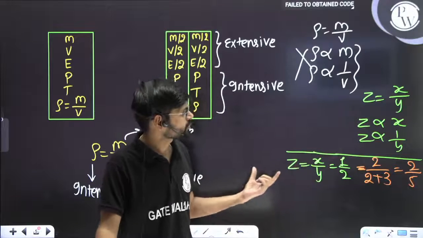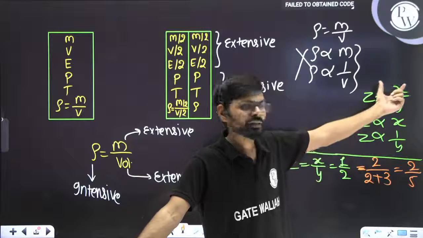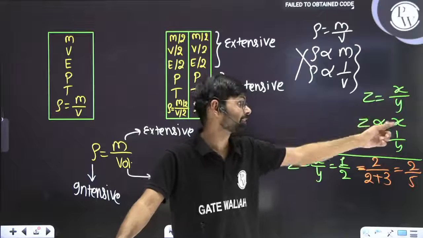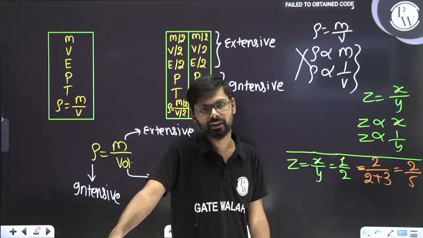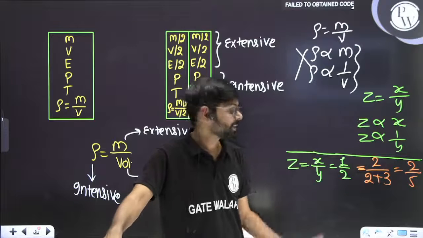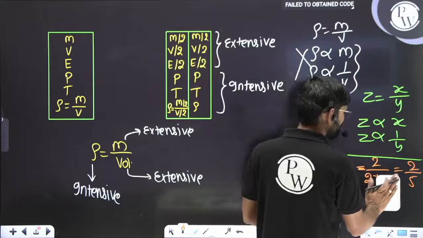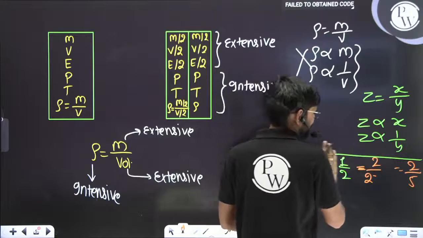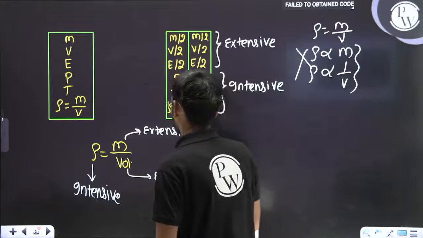So what I'm trying to say here is that z is proportional to x. You can write that only if x and y are independent. Let's say if you are increasing x value but y value is not changing, in that case you can say that z is directly proportional to x. Otherwise you cannot say. This point is clear to everyone.